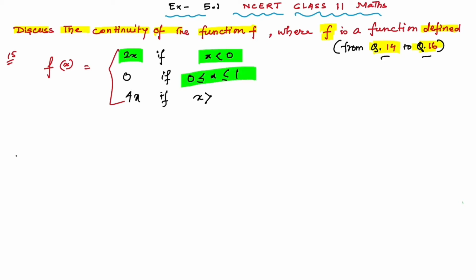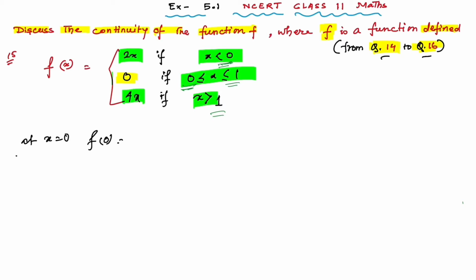When x is greater than or equal to 0 and less than or equal to 1, the value of f of x is 0, and it is 4x when x is greater than 1. I have not written the 1 here, there should be a 1. Here you can see clearly the points of partition are 0 and 1. So, let me check its continuity at 0 and 1.